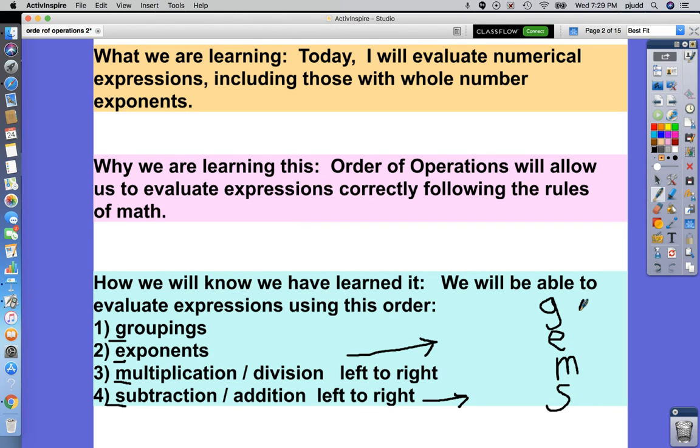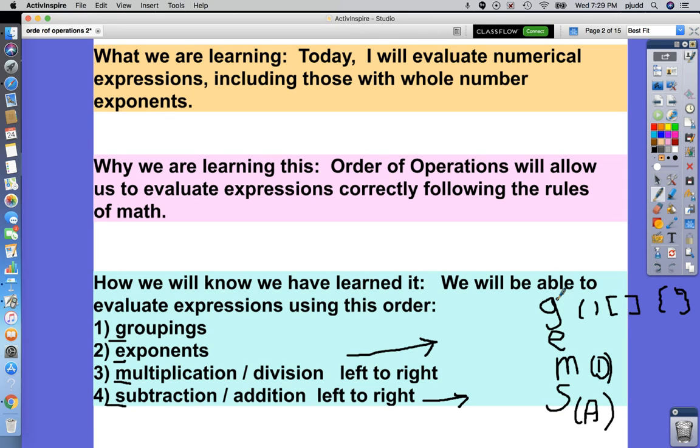And again, groupings: parentheses, brackets, or the set symbol. Exponents: look to see if there's any exponents, anything raised to a power. Multiplication or division, left to right. Subtraction or addition, left to right. Notice that subtraction or addition are the last thing that you're going to do.